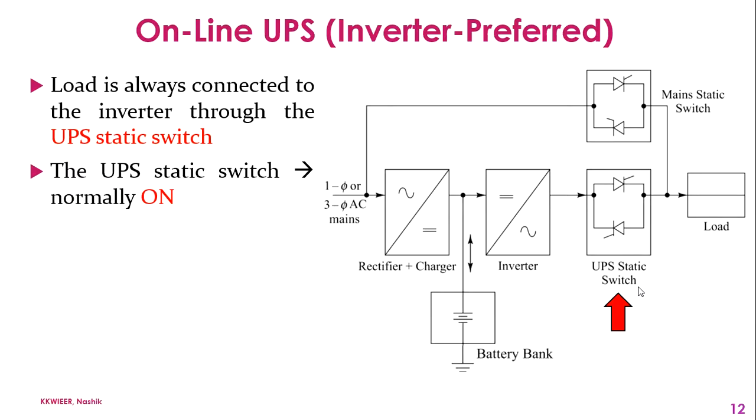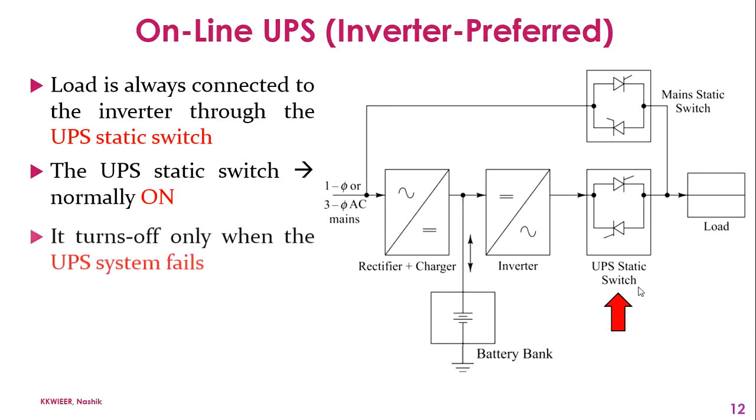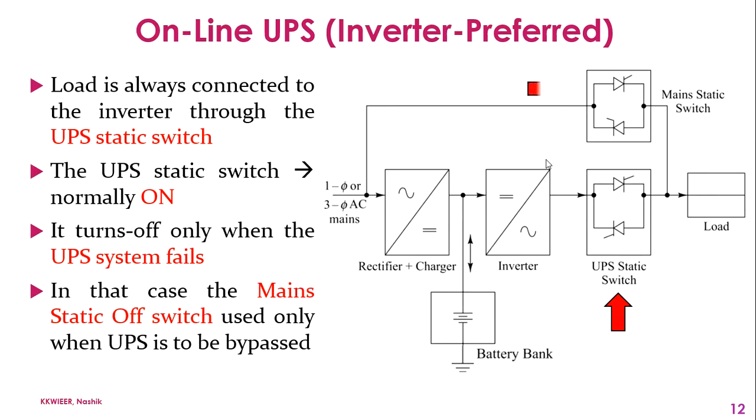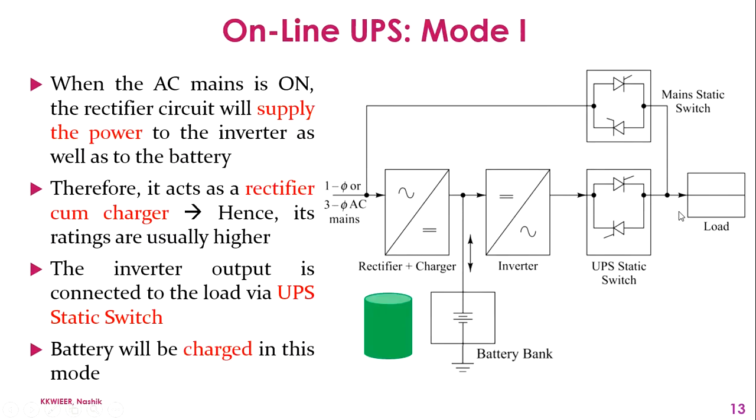The UPS static switch is normally in the on state. In that case, the main static bypass switch is used only when the UPS is to be bypassed. When the AC mains is on, the rectifier circuit will supply power to the inverter as well as to the battery if it is on. Therefore, the rectifier acts as a charger. Hence, its ratings are usually higher. The inverter output is connected to the load via this UPS static switch, and the battery will be charged in this mode 1.